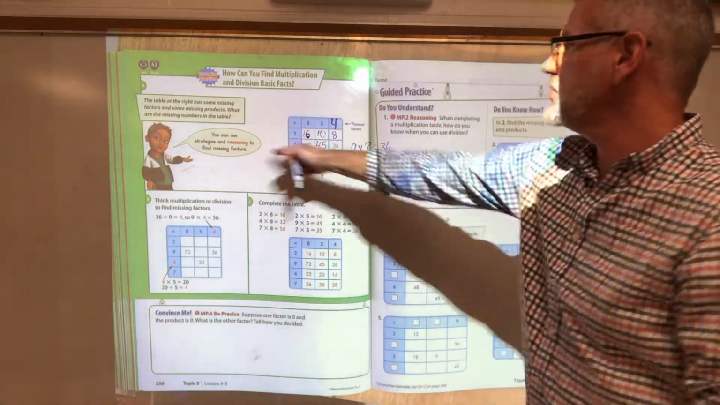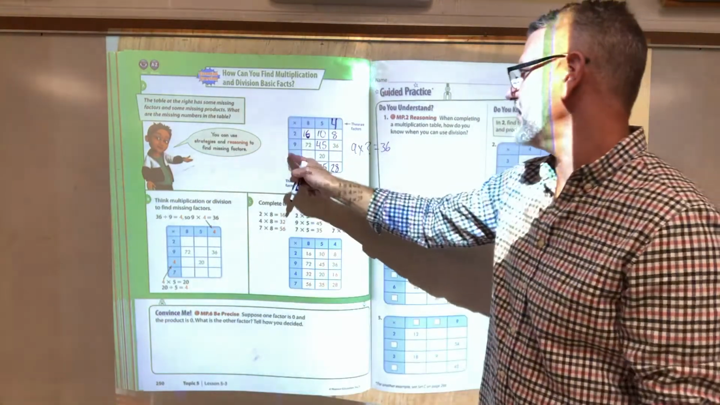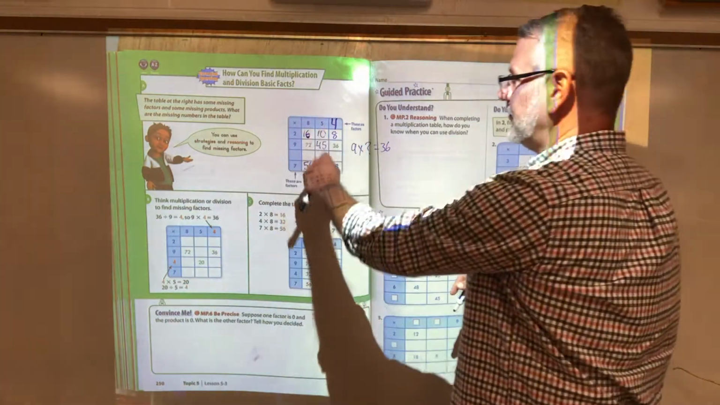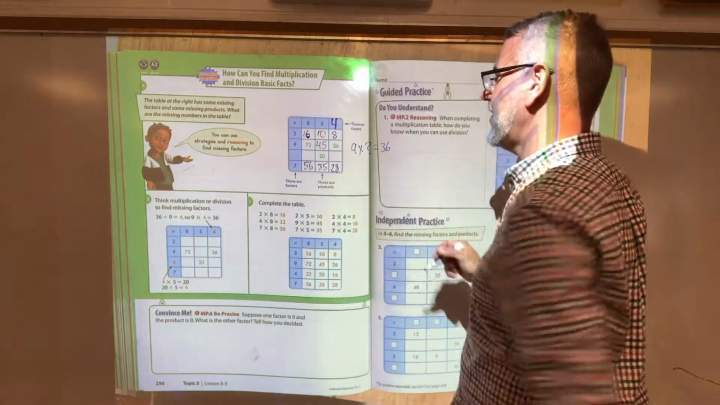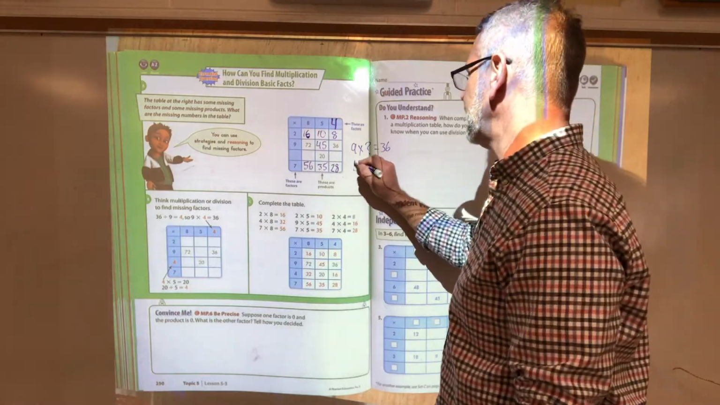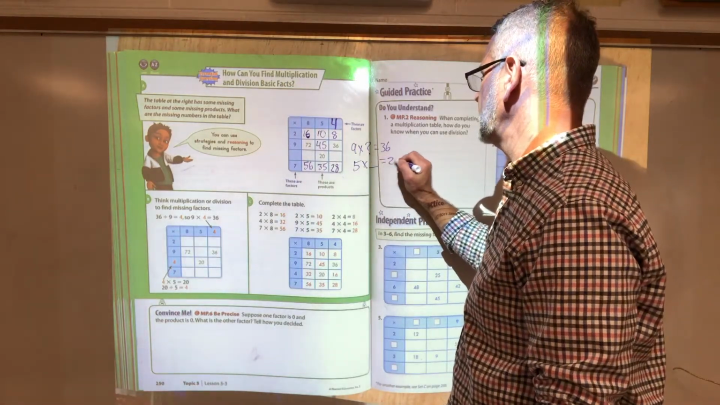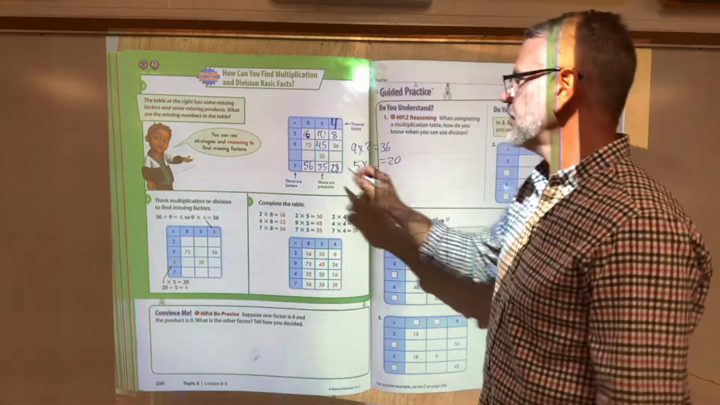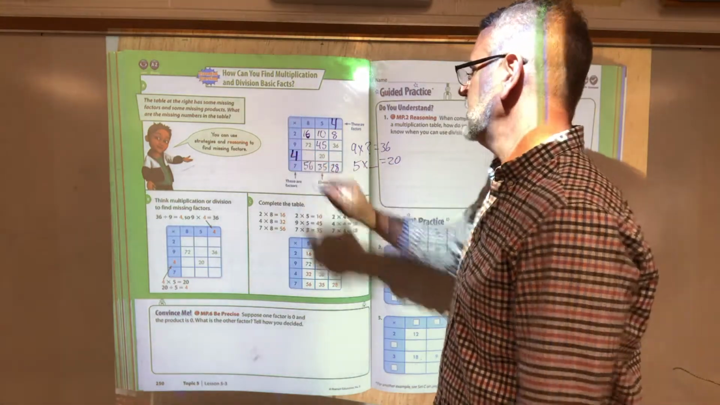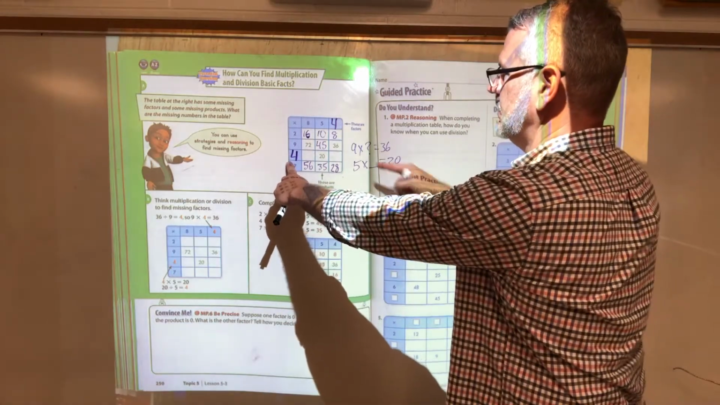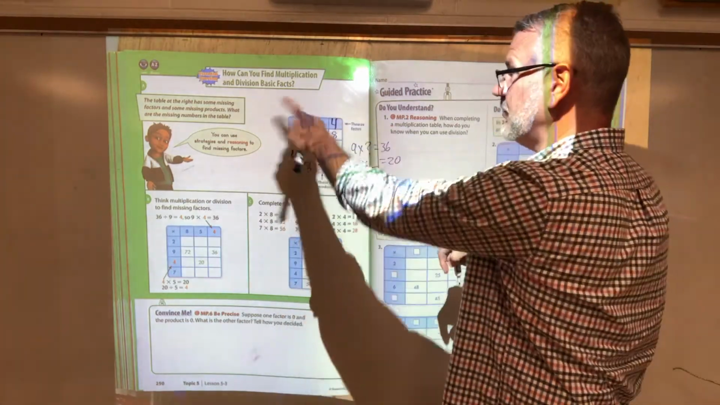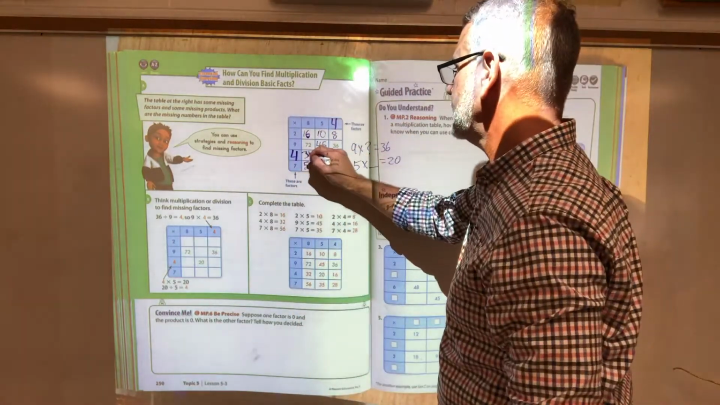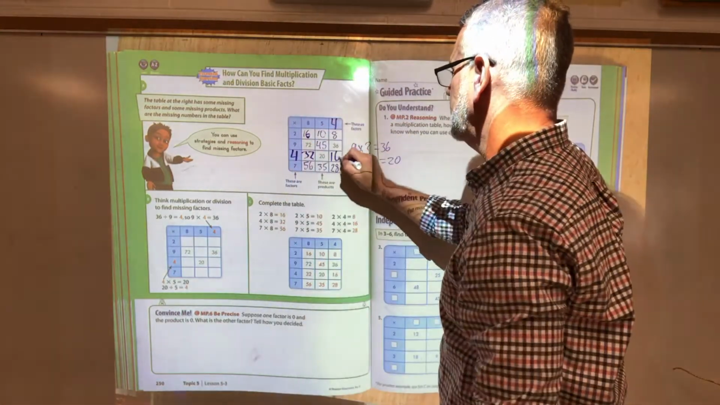But this row is really messing us up. We got to figure out what this factor is. Well, here's how we figure that out. We've got a 20 here and we've got a 5 here. So we can say, well, 5 times what equals 20? And if you remember, that's going to be a 4. So we know 4 and 5 equals 20. So now we can figure out the rest of this. 4 times 8, that's a 32. 4 times 4, that's a 16.